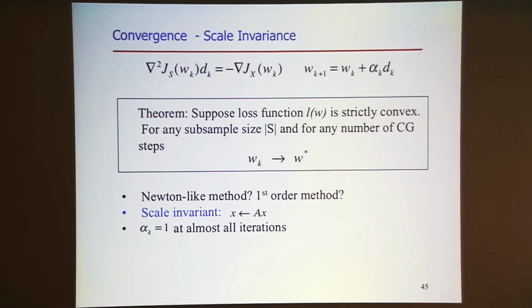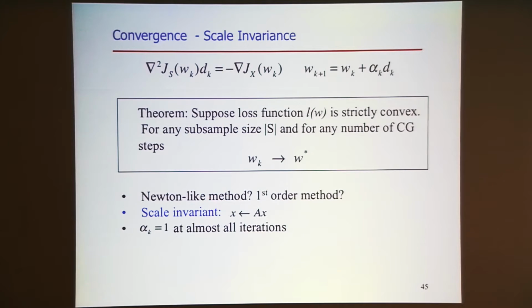Okay, so here's a theorem for the subsample Hessian Newton method. It says, suppose that you have a strictly convex loss function. Why strictly convex? So you don't have to get into all the difficulties that Steve was mentioning about rates that change. So in the idealized case, regardless of the sample size S, and for any number of conjugate gradient steps, the iterates converge to the solution. This algorithm is convergent.